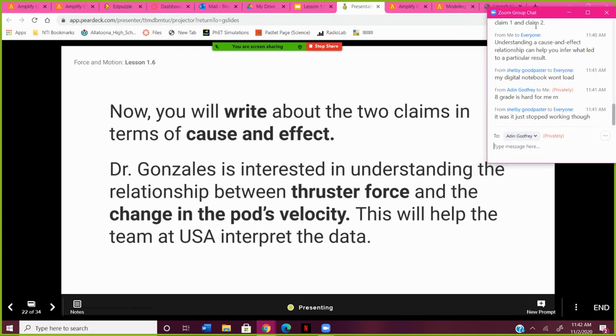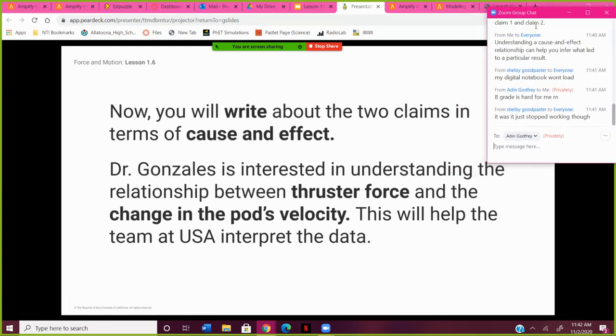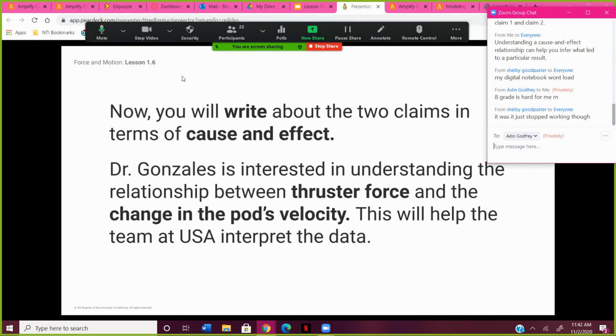All right, I told you guys we were going to write, and we are going to write about the two claims in terms of this whole cause and effect relationship. So Dr. Gonzalez is interested in understanding the relationship between thruster force and the change in the pod's velocity. Okay, so we have been talking about force and velocity. So this will help the team at USA interpret the data.